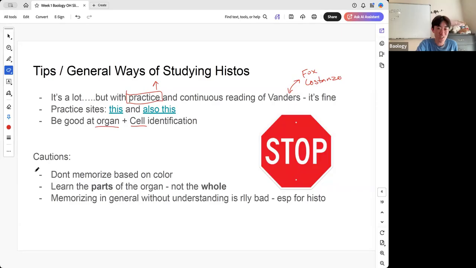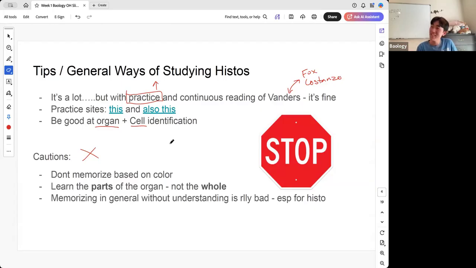But here are some cautions. So do not do this. Don't memorize based on color. Why is this? It's because the color of the cells comes from the different stains that we use, right? So the different dyes that I talked about. And that means that if you memorize what an organ looks like based off a color, if a different scientist decides to use a different stain, or the image that's on the test just happens to use a different stain, then you're cooked.